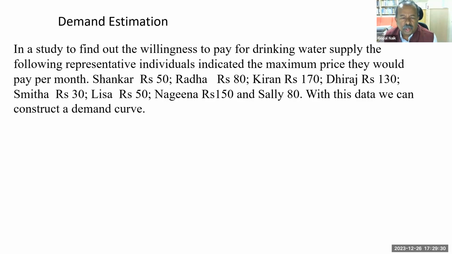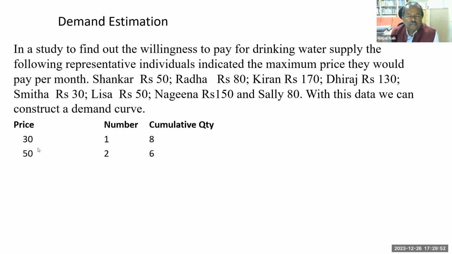I'll just show you how it can be done. Let's say we have two variables here. One is the price, and the other is how many people are ready to pay. At a maximum of 30 rupees, it's actually one person. Smita is the only person who is ready to pay 30 rupees. If you look at 50 rupees, there are two persons, Shankar and Lisa. So two people are ready to pay 50 rupees.